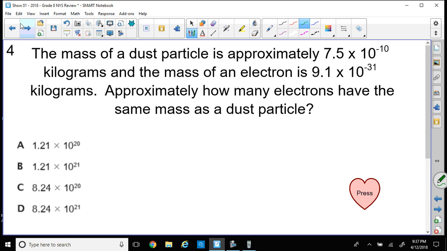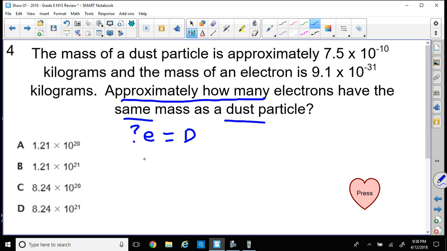All right. The mass of a dust particle is approximately 7.5 times 10 to the negative 10 kilograms, and the mass of an electron is 9.1 times 10 to the negative 31 kilograms. Approximately how many electrons have the same mass as a dust particle? All right, so we have a question here. Question, how many? So put a little question mark. Electrons. The electrons was E, and as the same, so it's equal to the dust particle.